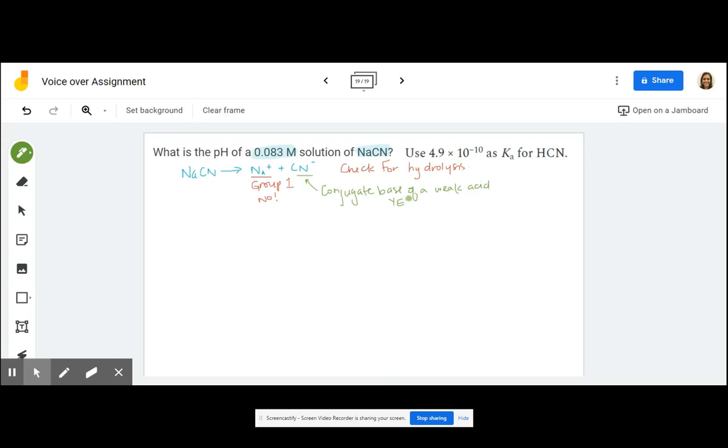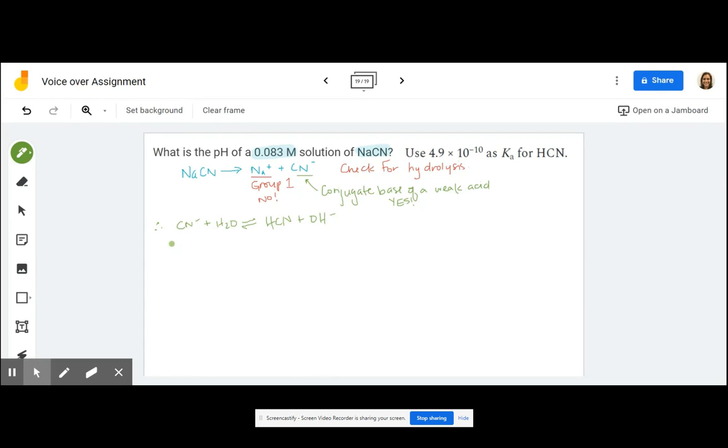So then what you're going to do is take CN and write an equation of it reacting with water. So it'll be CN minus plus H2O produces, and you're going to use the equilibrium symbol, HCN plus OH minus.